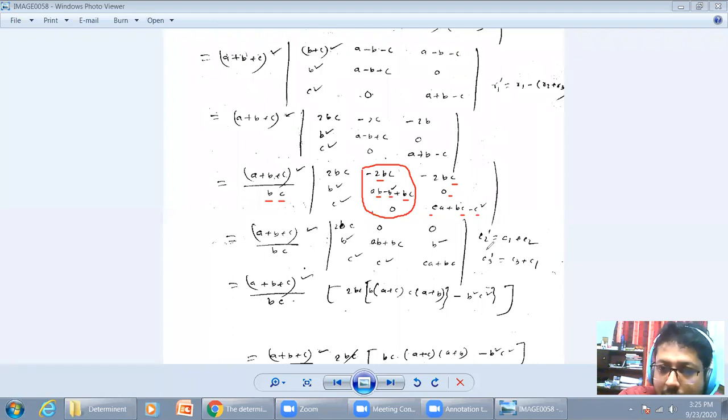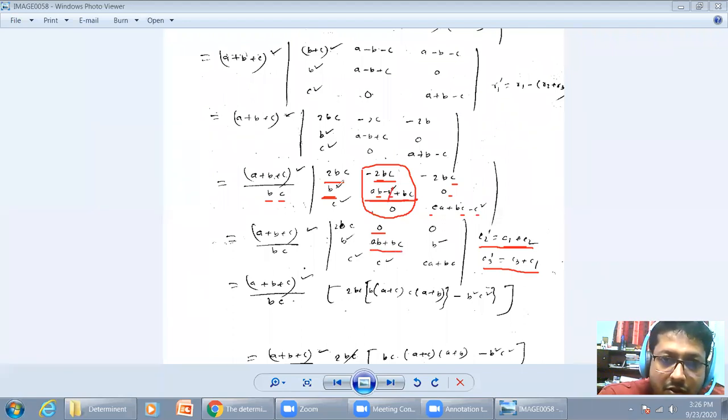Now we apply this rule: C2 prime equals C1 plus C2 and C3 prime equals C3 plus C1. Column 1 plus column 2, that means twice BC minus twice BC, that means column 2 becomes 0. This part minus this part, that means remove. This part plus this part, column 1 plus column 2, that means AB plus BC.